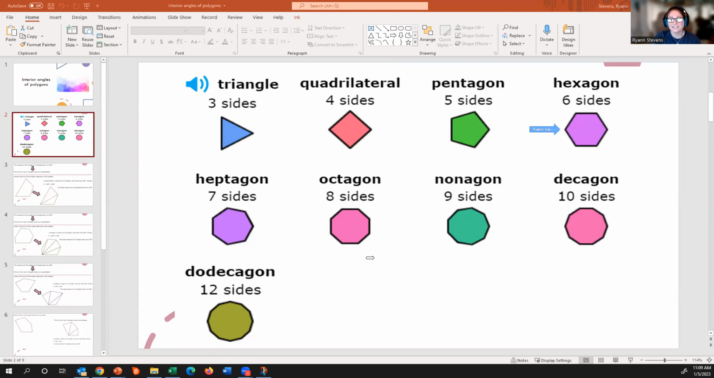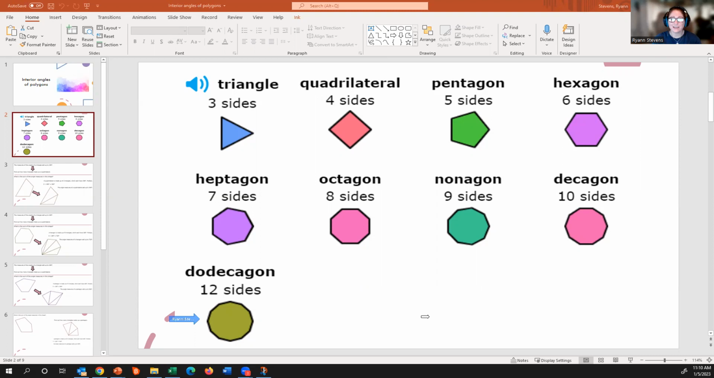A heptagon has 7 sides. An octagon has 8 sides. A nonagon has 9 sides. A decagon has 10 sides. And then a dodecagon is going to have 12 sides. So when you're looking at these shapes, you can count the number of sides, and that's going to tell you what this is going to be classified as.